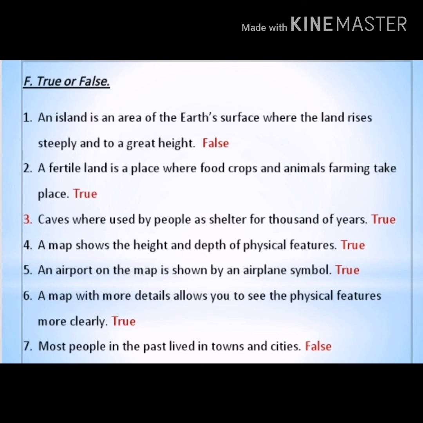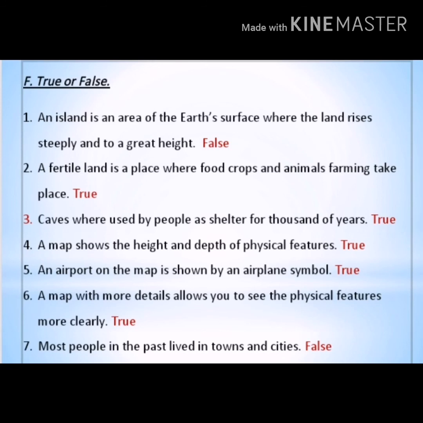Number 2, a fertile land is a place where food crops and animal farming take place. That is true. Number 3, caves were used by people as shelter for thousands of years. That is true. Number 4, a map shows the height and depth of physical features. True.